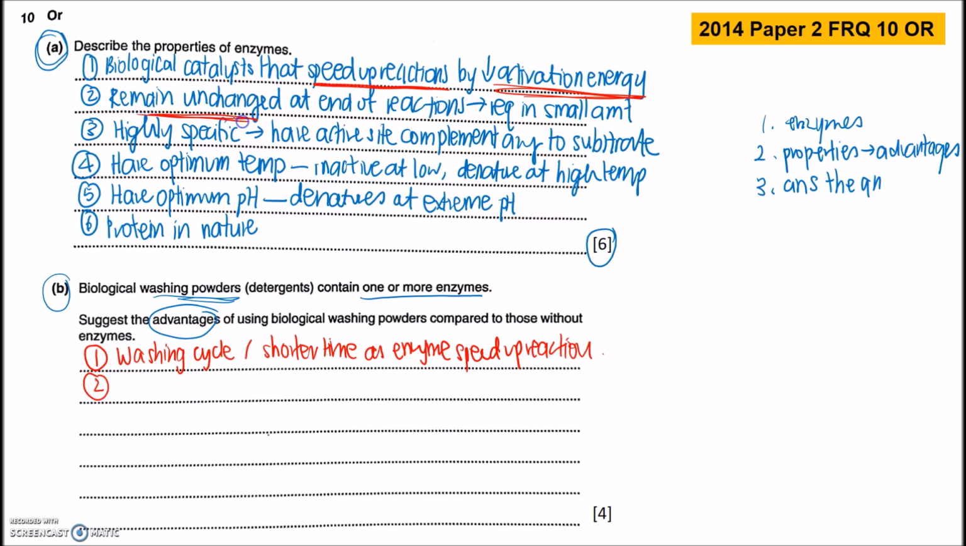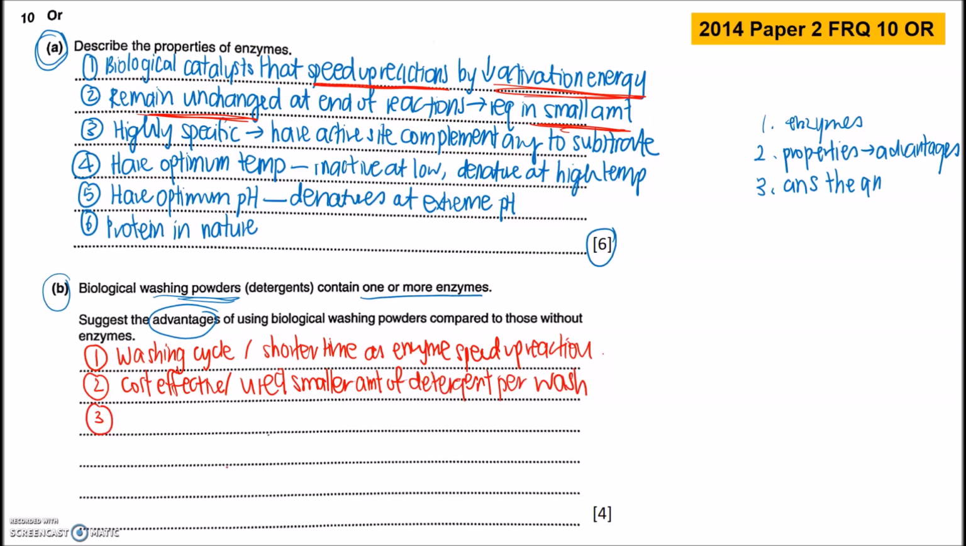Now, let's look at number 2. They remain unchanged, so they are required in small amounts. So, if I think about this as a detergent, that means I require less amount of detergent. And is that an advantage? Of course. So, I spend less and I can actually wash more clothes with a smaller amount. So, you can tell me it's more cost effective, or you can just tell me that I use a smaller amount of detergent per wash.